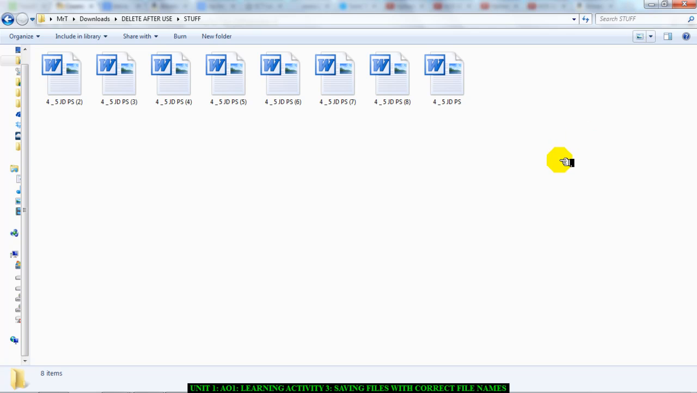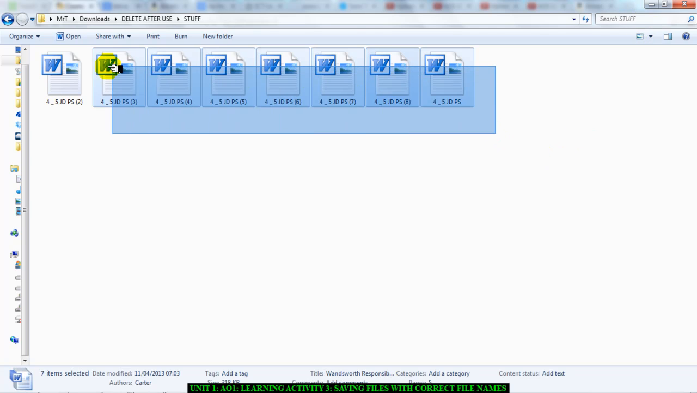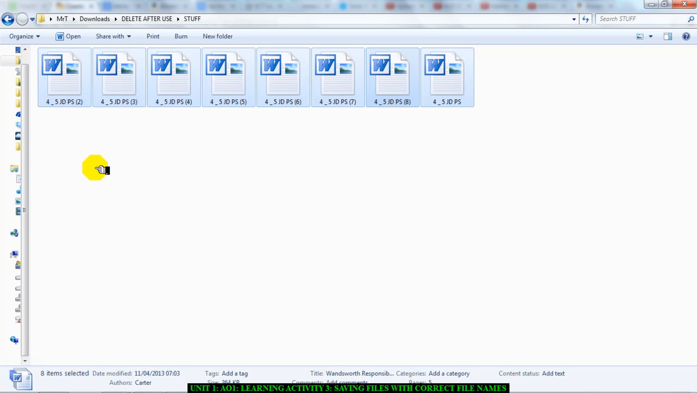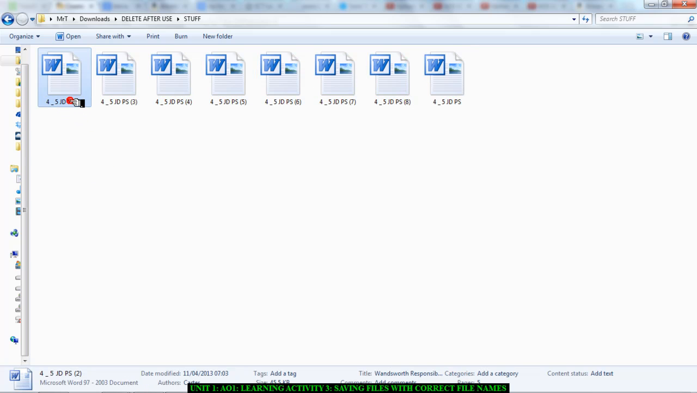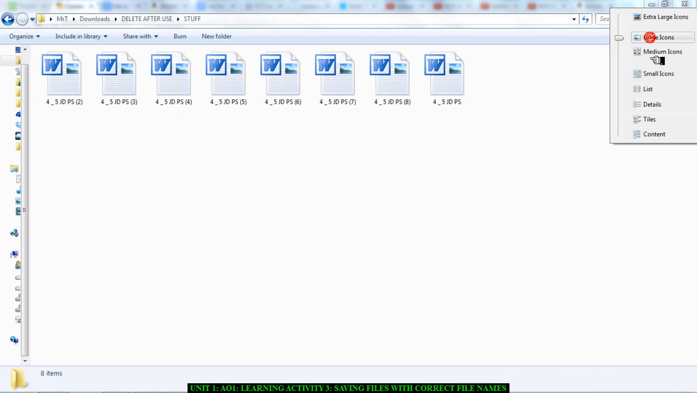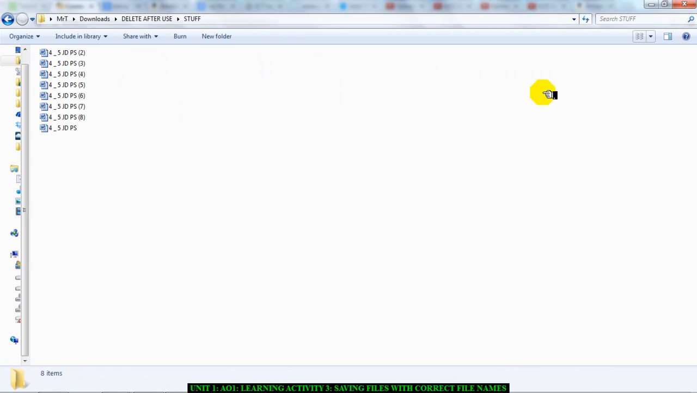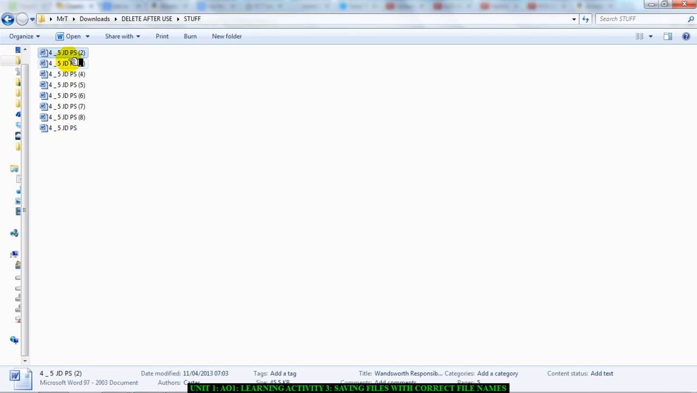For instance, in front of me, I have here some Word documents, okay? These are all important Word documents, but look at the way they're saved. Look at the file names, okay? Here, these are the file names, the name of the file. If I change the view slightly, you will see what I mean. So let me just list. These are the names of the files. I mean, what do these names tell you? Obviously, you won't know a thing.